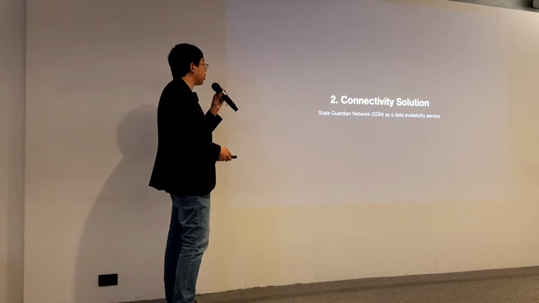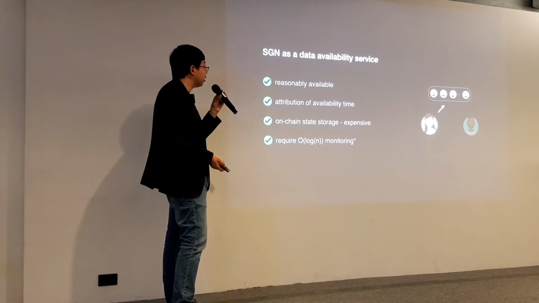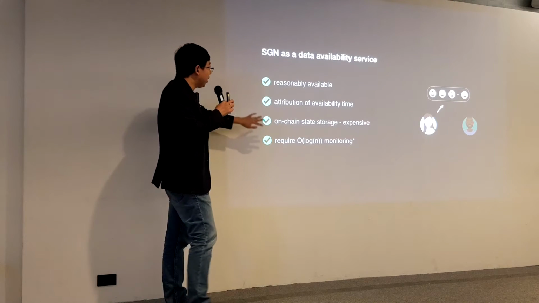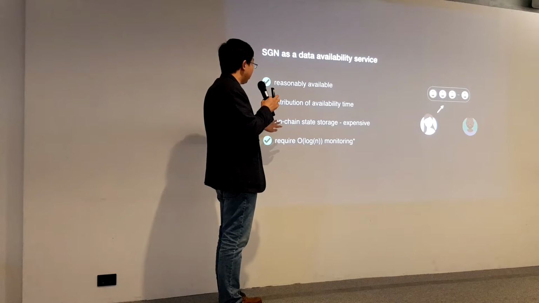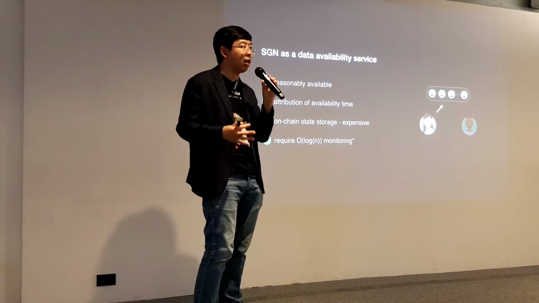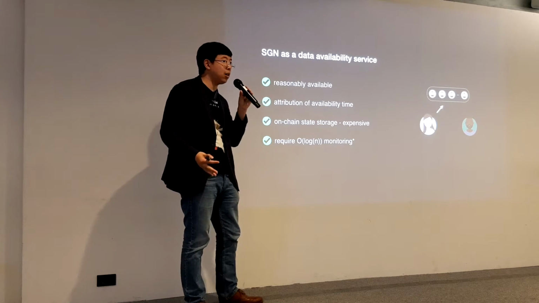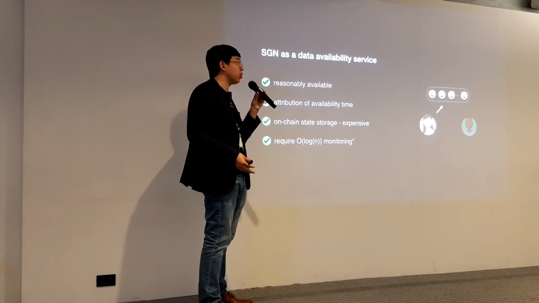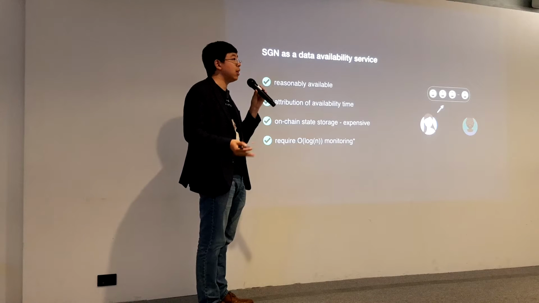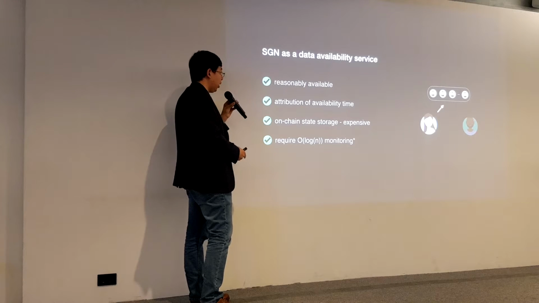Now, how we solve that is to use, again, the state guardian network as a data availability service. It is reasonably available. It has attribution of availability time. That's no problem. The on-chain state storage is also very cheap because you're only storing it for a temporary time. Because of the state guardian's nature, every state stored in the state guardian network has a timeout associated with it. So at the end of the day, the state stored on chain will only become a hash plus a timeout value. And it actually requires only monitoring of a small portion of the log.